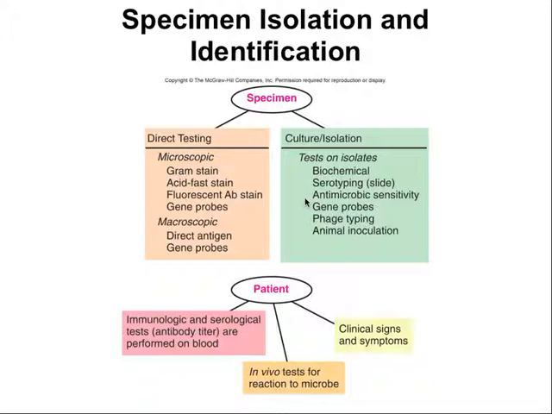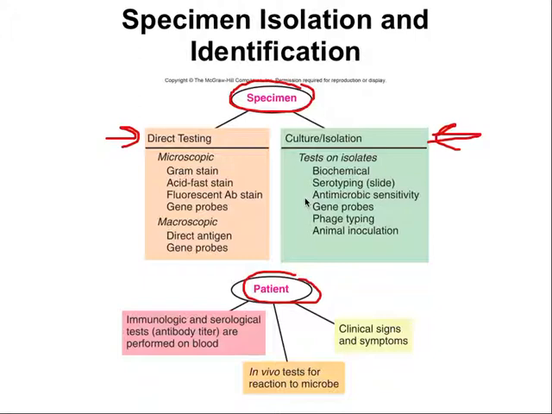Here we have the specimen. We can look at it from two perspectives, the specimen or the patient. If we have the specimen, we can either do direct testing or culture isolation. In direct testing, we might use the gram stain, acid-fast stain, fluorescent antibody stains, or gene probes, and look at them under the microscope. We could also look at the direct antigen or gene probes macroscopically.